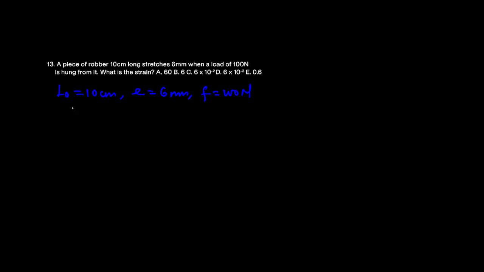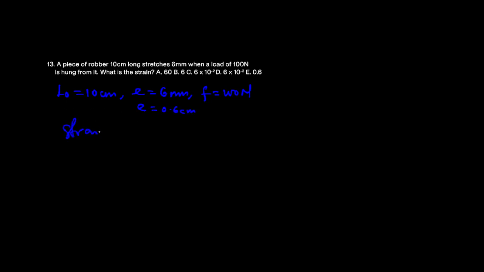Now if you look at the units that we have here, both the original length and the extension are supposed to have the same unit. So you have the choice to either convert this one to millimeter or convert this one to centimeter. But I think dealing with a very small value is better than the big value. So let's convert this one to centimeter, by dividing it by 10, and that will give us 0.6 centimeter. So we can now say we're looking for the strain.